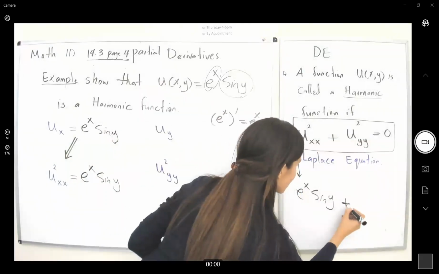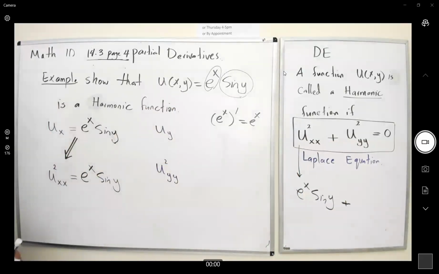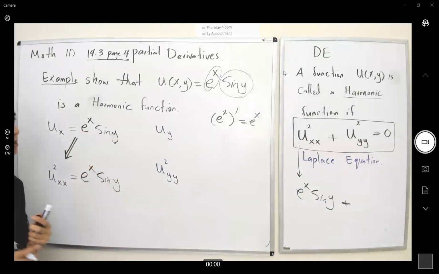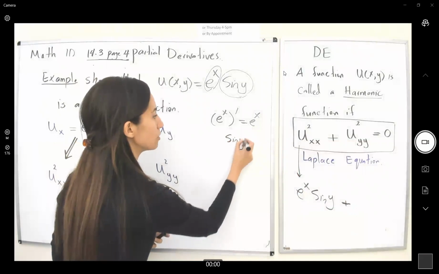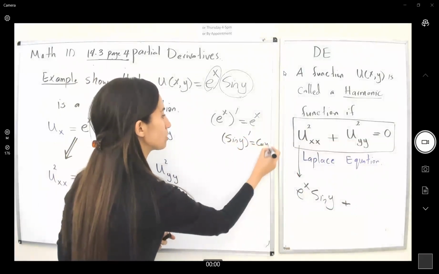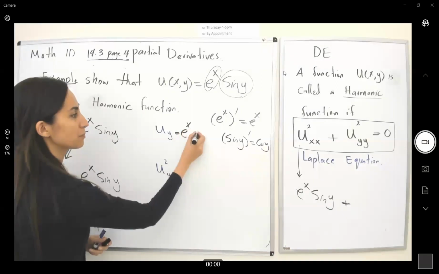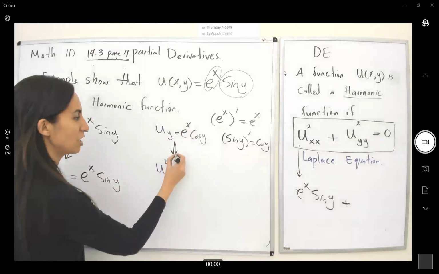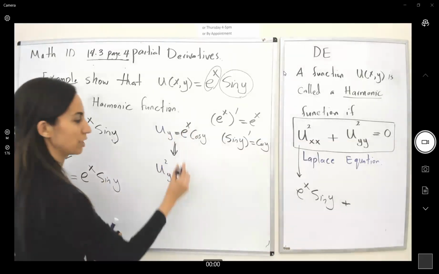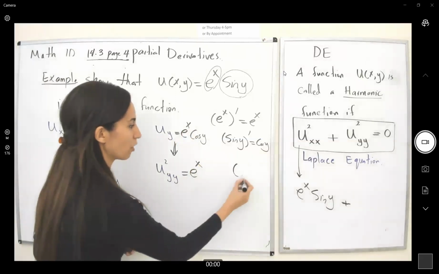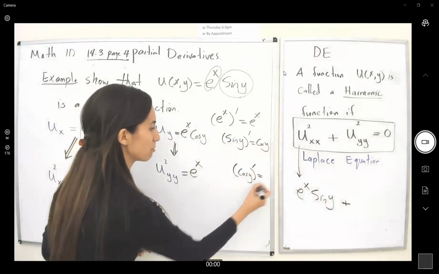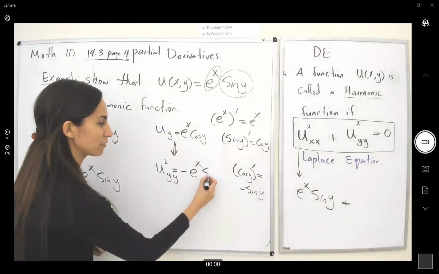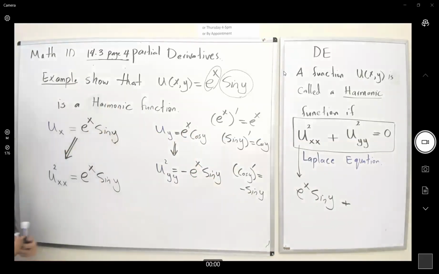Now we need to find the second part of this equation. What's the derivative of the function with respect to y? It means that your x is a constant. So you are only taking the derivative of sine y, which is cosine y. This is e to the x cosine y. Now, we take the second derivative of the function with respect to y. E to the x is a constant. The derivative of cosine y is minus sine y. Very well. So you get negative e to the x sine y.